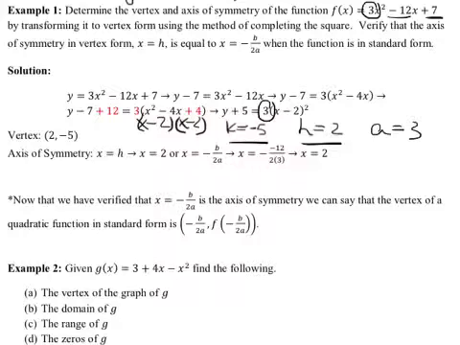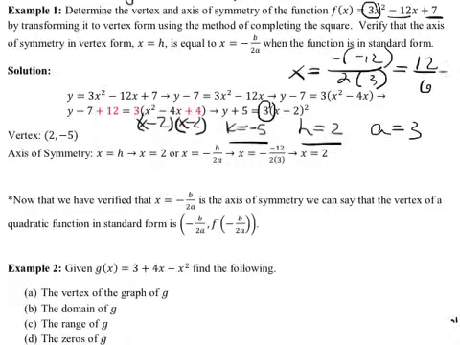What we can do, though, is look at x equals negative b over 2a. x equals negative b, so negative 12, all over 2a. All right? So we're going to get positive 12 over 6, which is 2. So we get an axis of symmetry of 2 by using negative b over 2a.